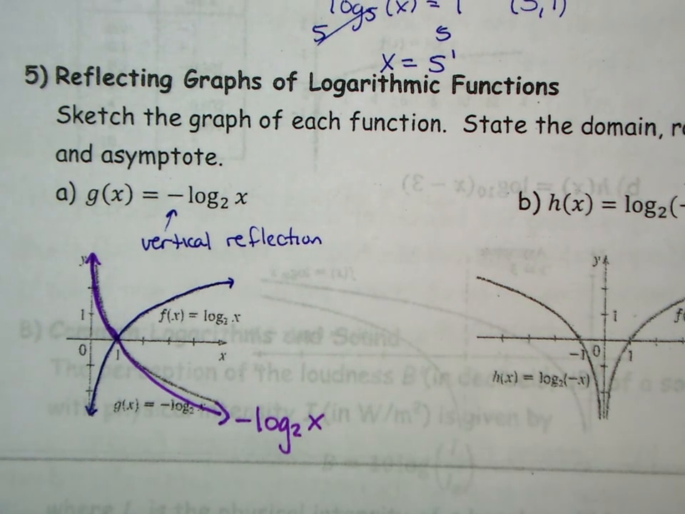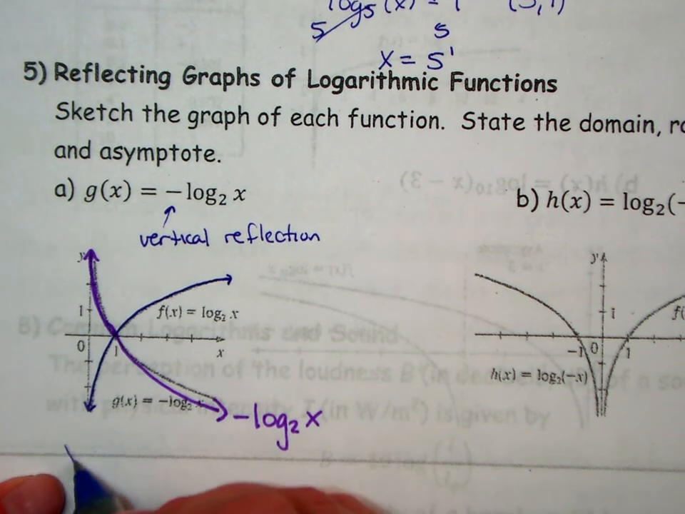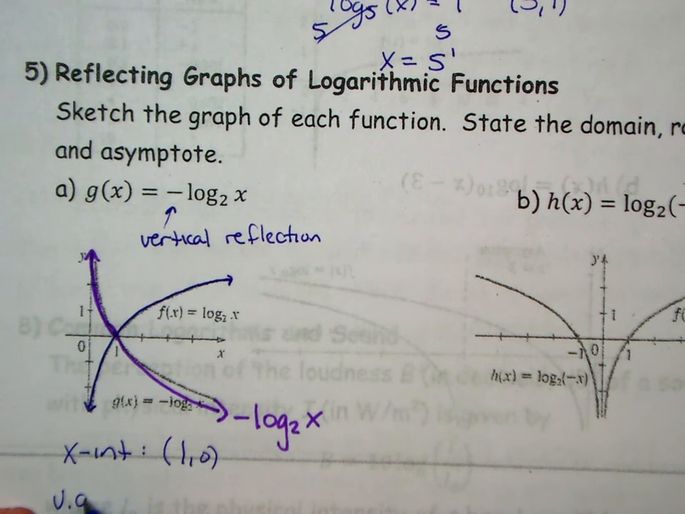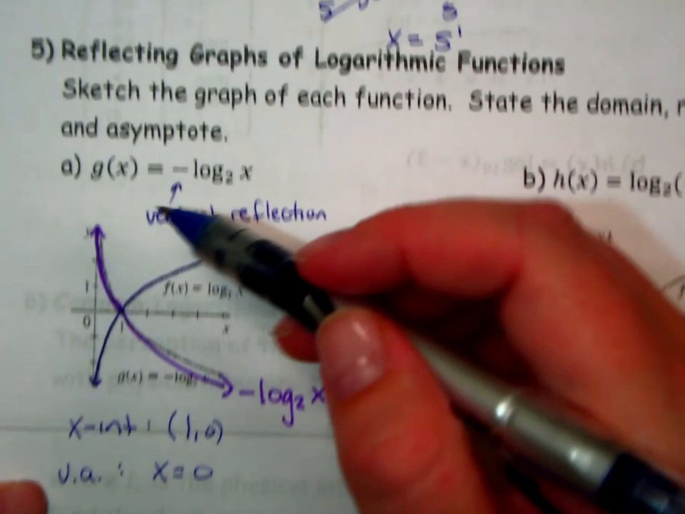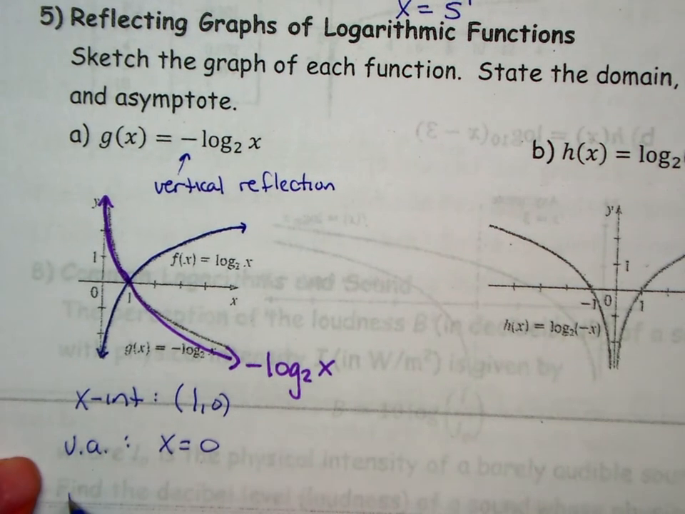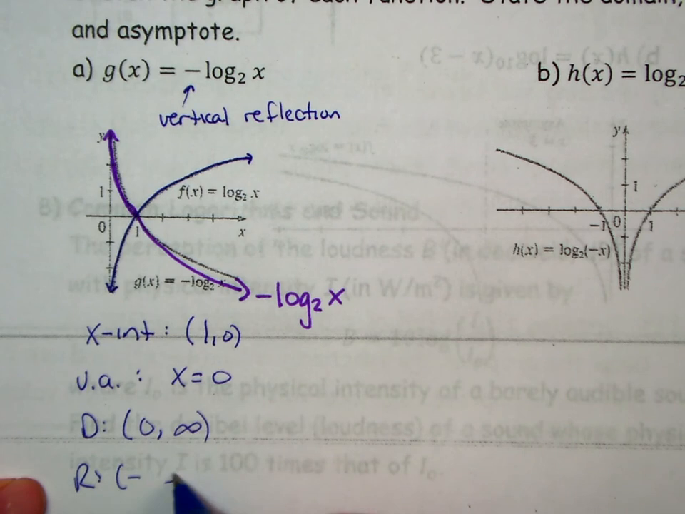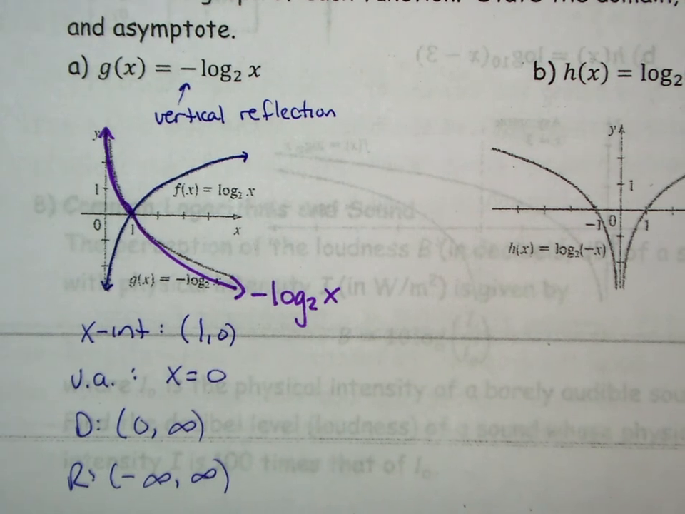Right? What's the x-intercept? Still 1, 0. Right? What's the vertical asymptote? Still at 0. Right? X equals 0. What's the domain? Still all positive numbers. Right? What's the range? Still negative infinity to infinity. Okay? All that information remains the same.